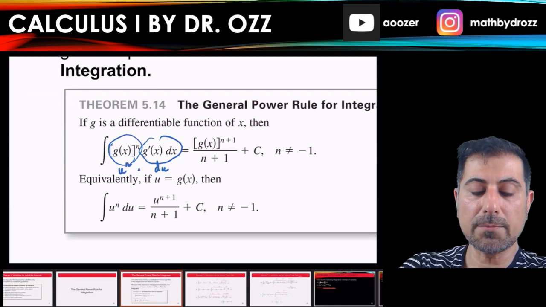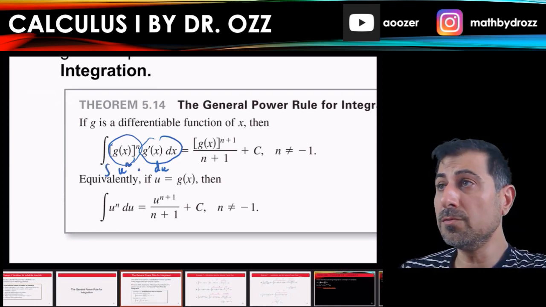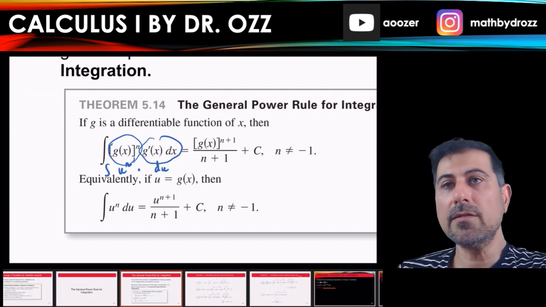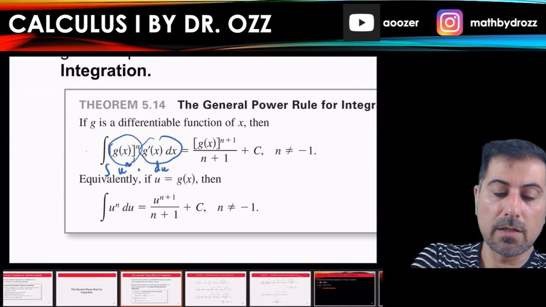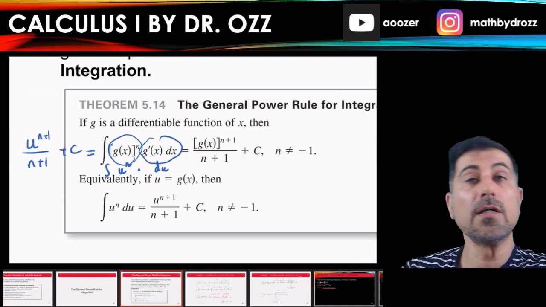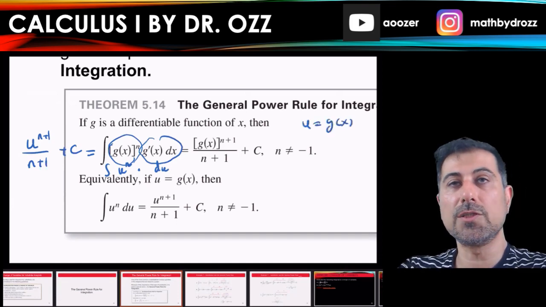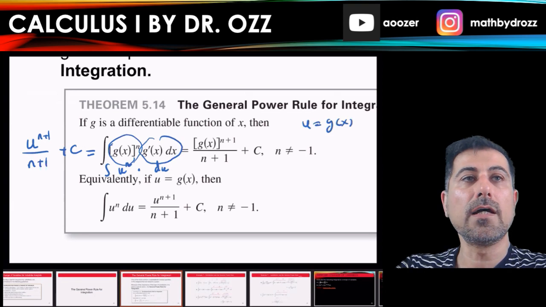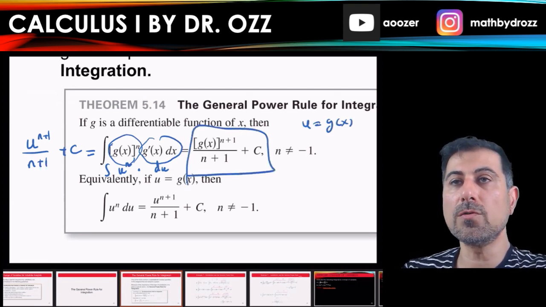u to the n times du is the integral when you rewrite in terms of u. And we know how to integrate u to the n by using the power rule, which is u to the n plus 1 divided by n plus 1 plus c. And putting u back, because u was originally g of x, you get exactly this result. So this is called the generalized power rule.